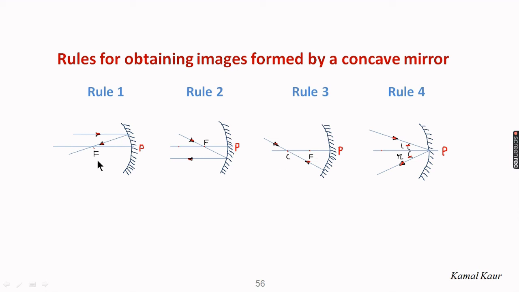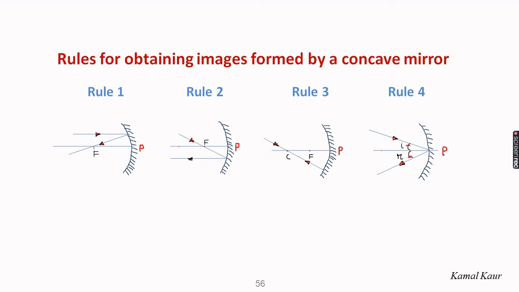So now we can see rule number 1. A ray of light which is parallel to the principal axis, after reflection it will always pass through principal focus. Rule 2 is just the opposite of rule 1. A ray of light which is first passing through principal focus, after reflection it will become parallel to the principal axis. Rule 3, a ray of light passing through center of curvature, after reflection it will retrace its path.